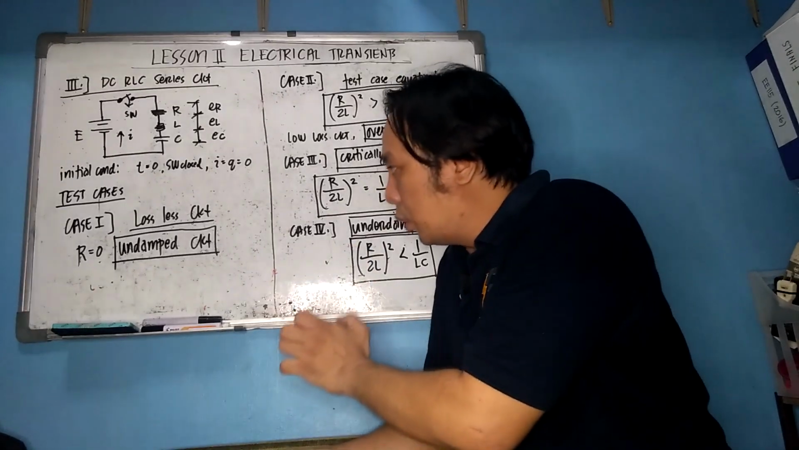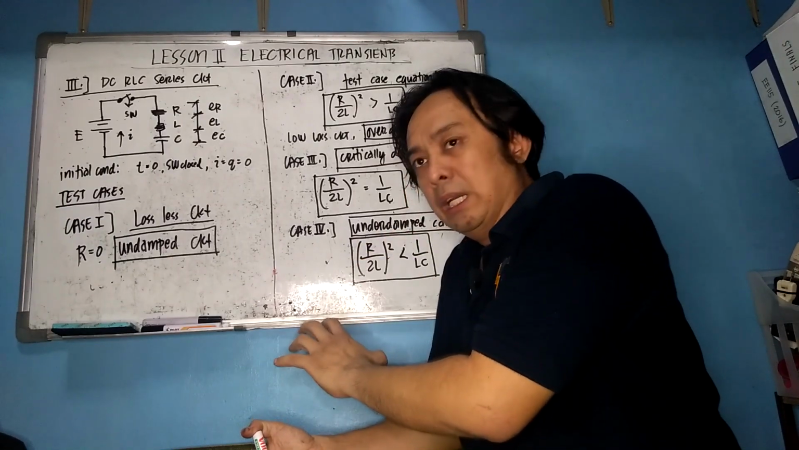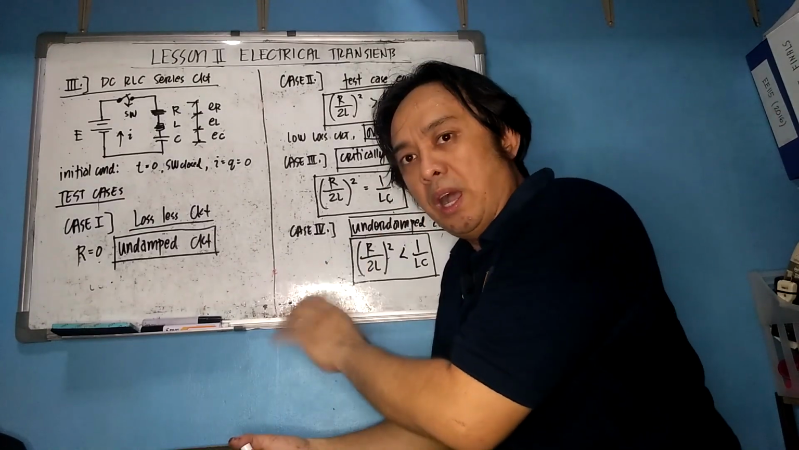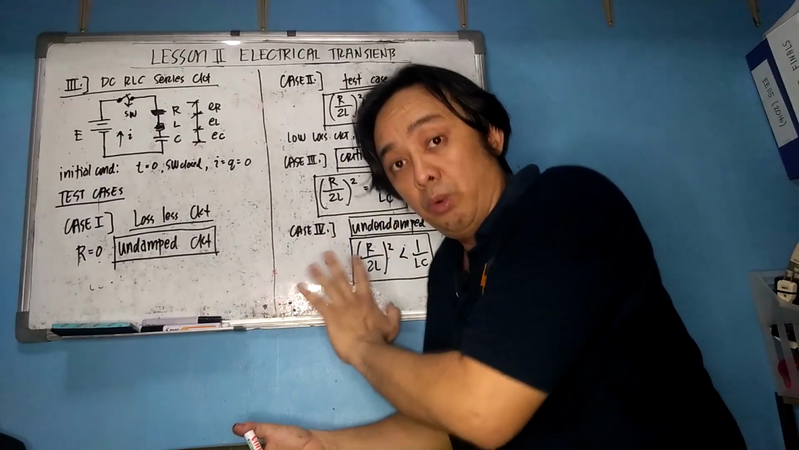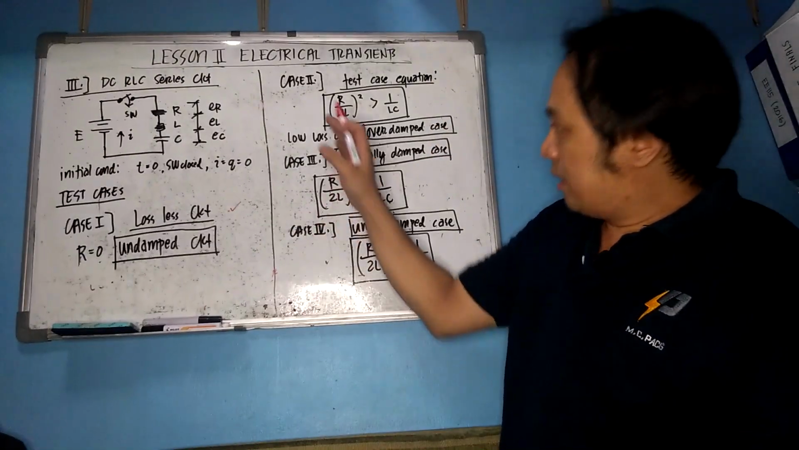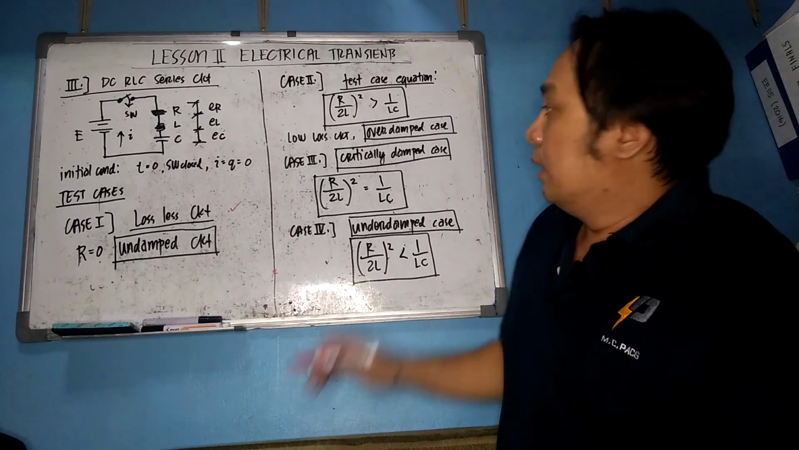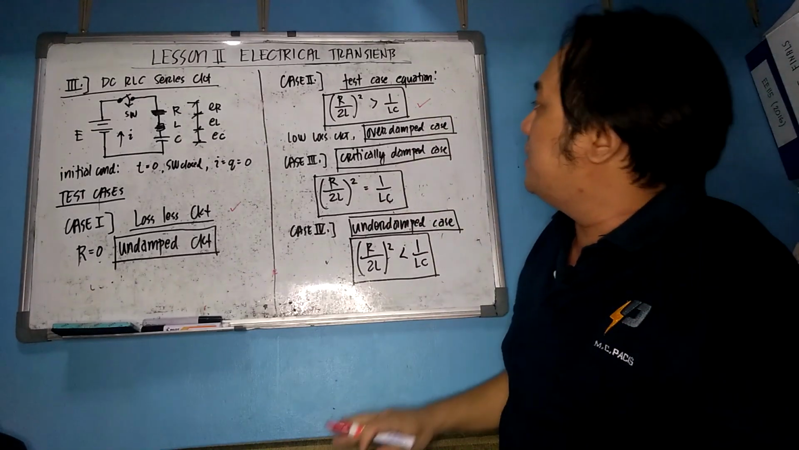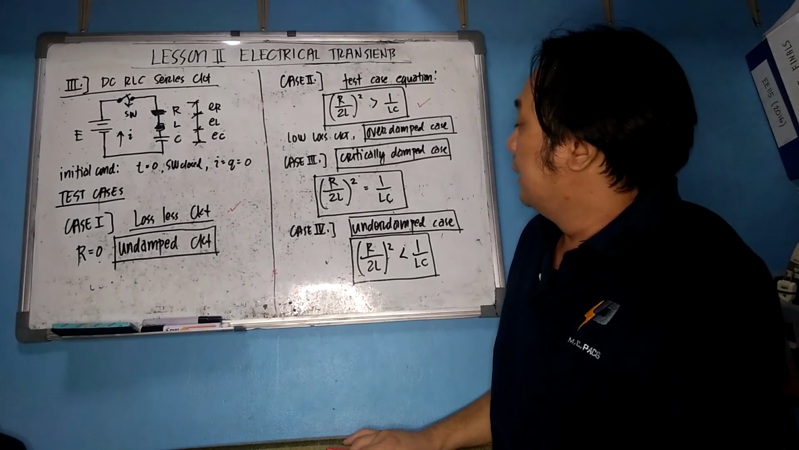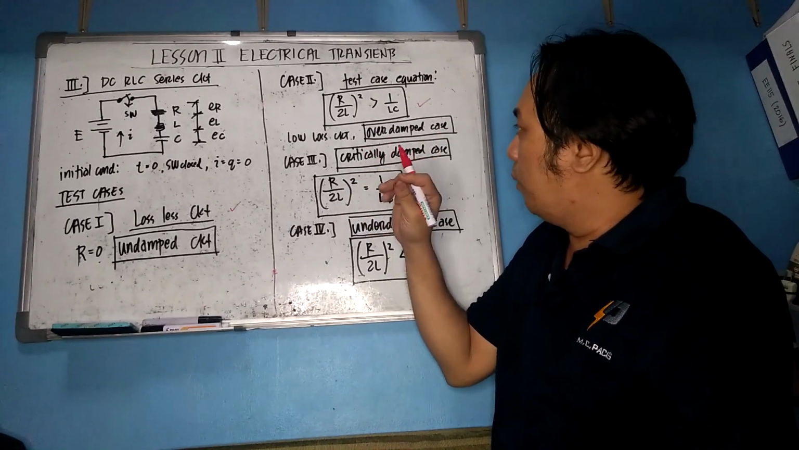Case number 1 is the so-called lossless circuit, and it is an undamped circuit. Based on the title itself, lossless circuit, you have resistance simply null or 0. That is case number 1. Now let's move forward to case number 2, which is an overdamped case. We have this characteristic case equation, which is R all over 2L compared with the square root of 1 all over LC. So it depends if that is greater than, equal, or less than.